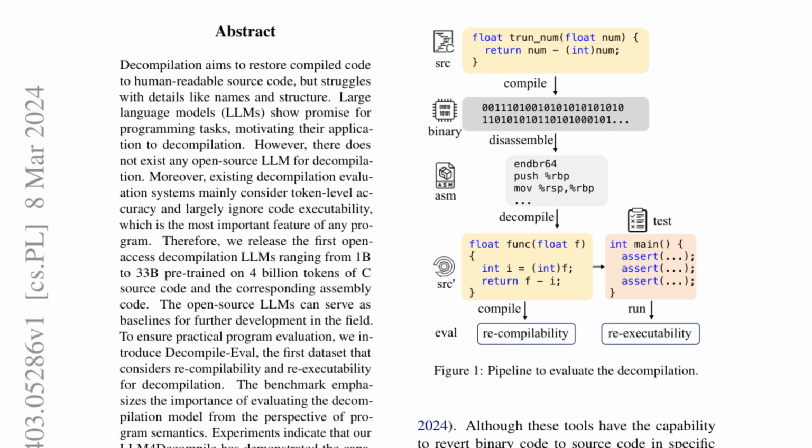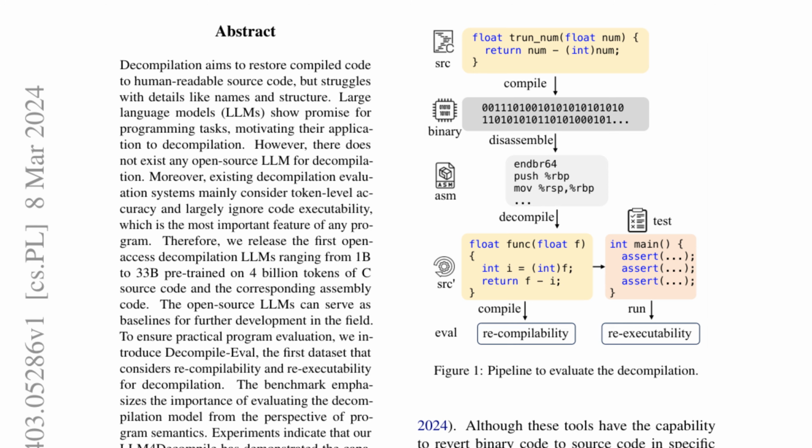Moreover, existing decompilation evaluation systems mainly consider token-level accuracy and largely ignore code executability, which is the most important feature of any program. Therefore, we released the first open-access decompilation LLMs ranging from 1 billion to 33 billion, pre-trained on 4 billion tokens of C source code and the corresponding assembly code. The open-source LLMs can serve as baselines for further development in the field.